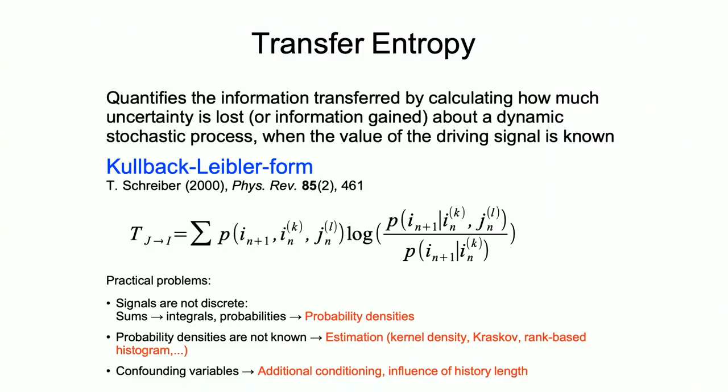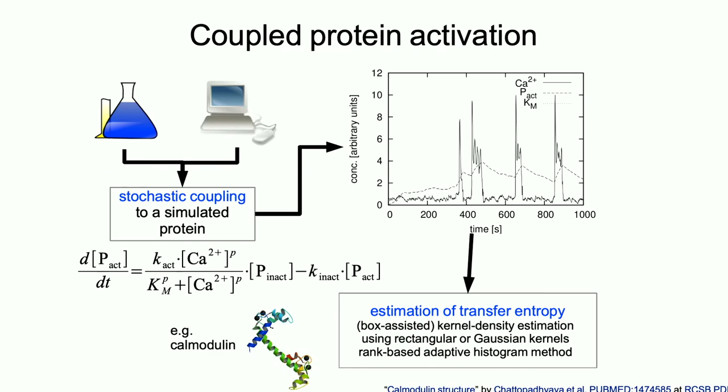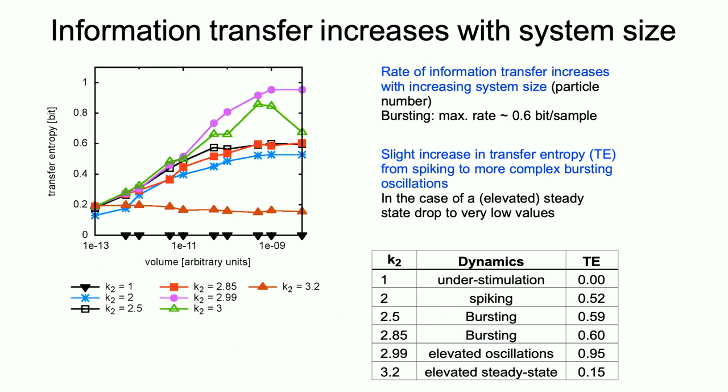It's an information theoretical measure developed by Thomas Schreiber in 2000. There are some practical complications that we are working on. And this is what we are using actually for the calculations. So in our case, we have data from experiments, or we use models of calcium oscillations, and then we couple a model of a protein to these calcium dynamics. This gives us time courses, both of calcium and protein, stochastic time courses, including the random fluctuations. And then we use the information theoretic machinery to study them. And some of our results I want to show you.